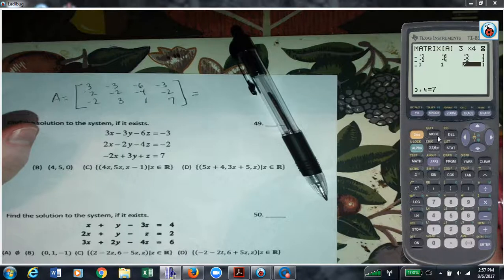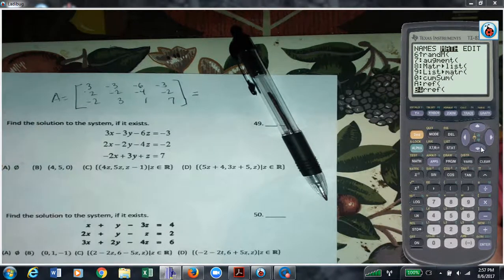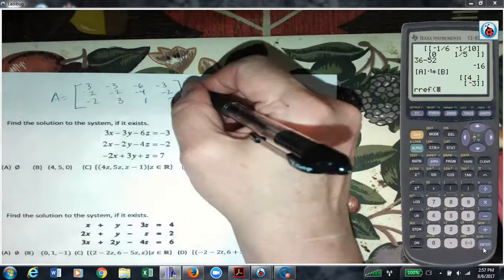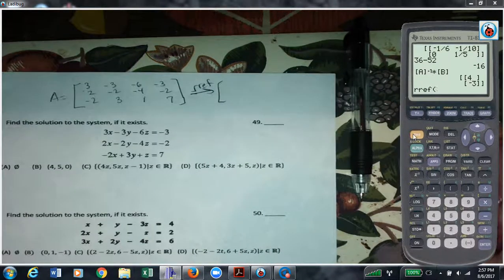Get out, get back in, go to math, go down to rref. So we're going to do Gaussian elimination, row reduced echelon form, and tell it you want to do it with A.